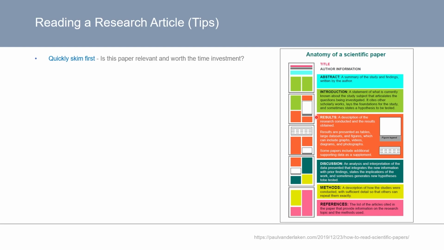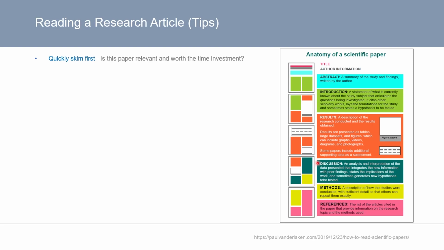Depending on the type of paper, next the reader might find the results section or perhaps the methods section. The results section is simply a description of the research conducted and the results obtained. Results are typically summarized in tables, figures, graphs, and supporting or supplemental materials can include larger data sets, videos, additional tables and figures, photographs, etc.